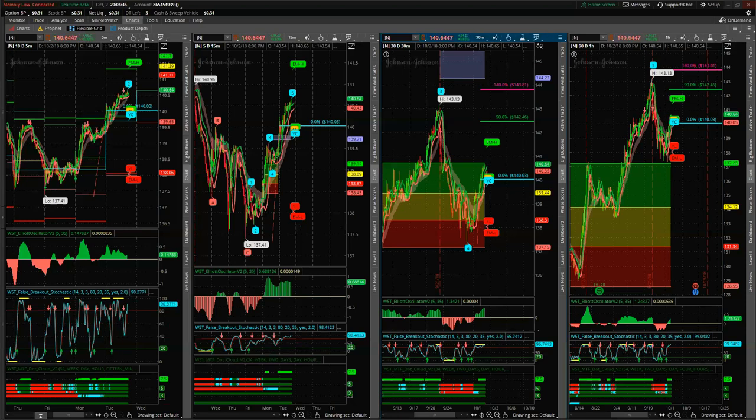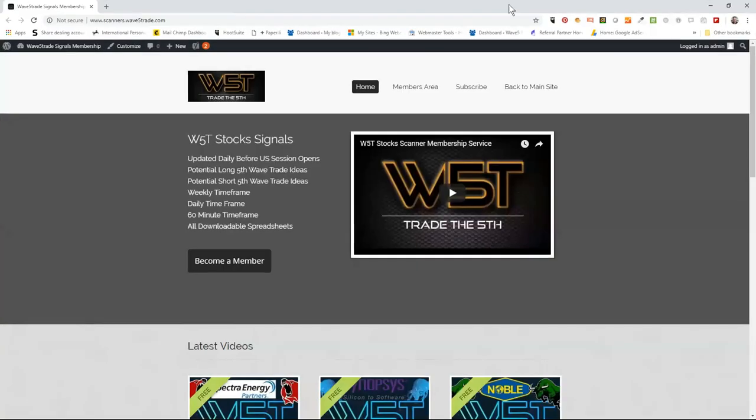So you've got to think about what you are getting right now on that stock scanner membership. Now, it is good. It could be better, but it gives you a starting point. And that's the main thing here. In this stock scanner membership, each day you download the spreadsheet.